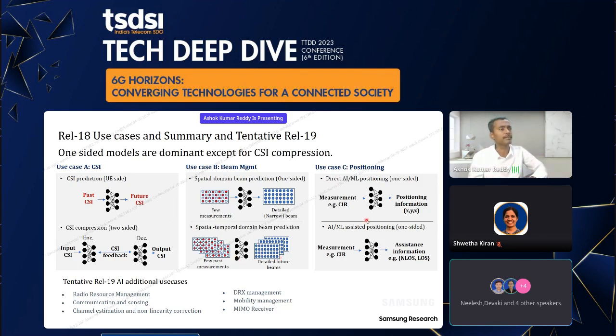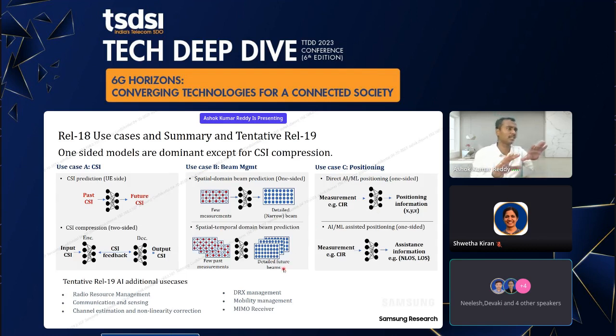So these are the main two use cases in beam management. Positioning, of course, is more about if you have the channel impulse response, the channel estimate, how can you better the positioning information that is there at the UE when you report to the base station, or how can you help the base station do something better. That is the main thing that is handled here.